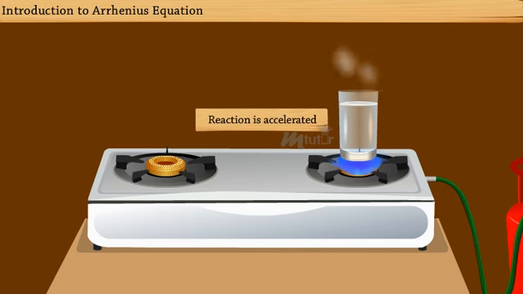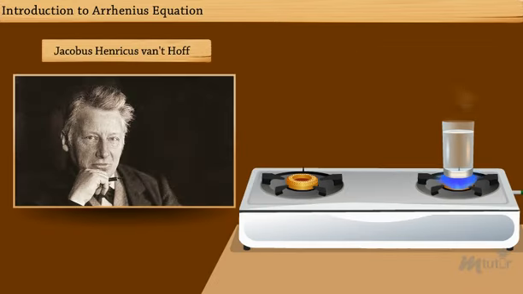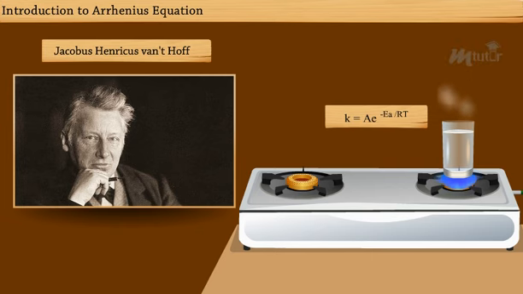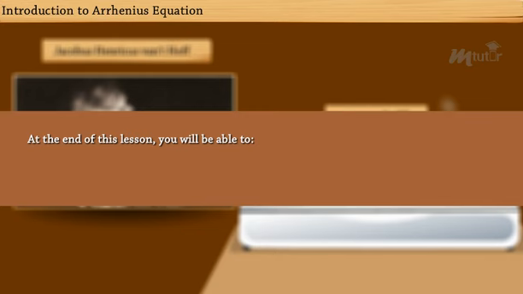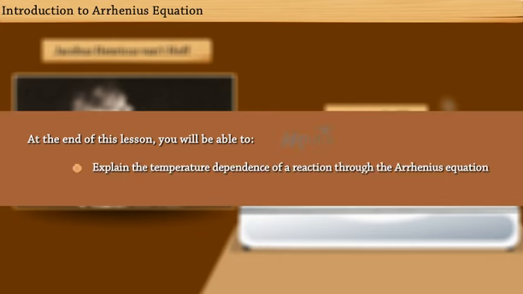The temperature dependence of the rate of a chemical reaction was first proposed by the Dutch chemist Jacobus Henricus van 't Hoff in the year 1884. And the equation that relates the temperature dependence of the rate of a chemical reaction is called the Arrhenius equation. In this lesson, we will discuss the Arrhenius equation in detail, and at the end of this lesson, you will be able to explain the temperature dependence of a reaction through the Arrhenius equation.